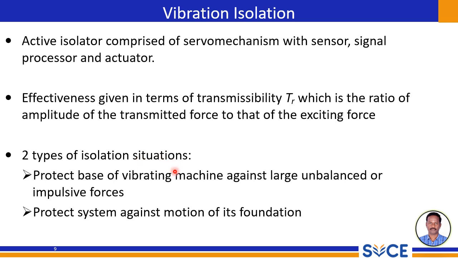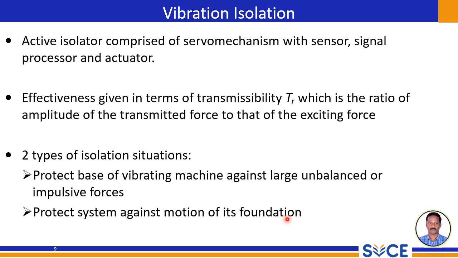First, what we have to do is protect the base of the vibrating machine against large unbalanced or impulsive forces. This is similar to our earlier example of the punching press. We are protecting the foundation from the vibrations generated by the machines. Again, you can protect a system against motion of its foundation. This is the opposite scenario. We are protecting a sensitive system like precision systems or instruments from vibrations coming from the ground or the supporting structures.